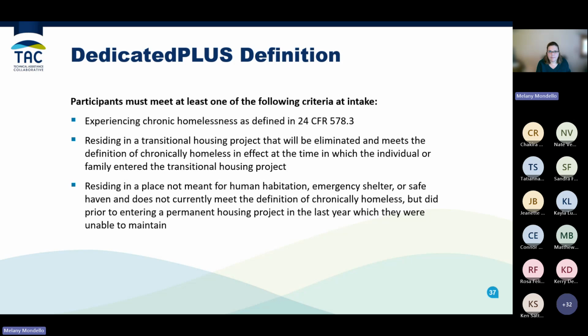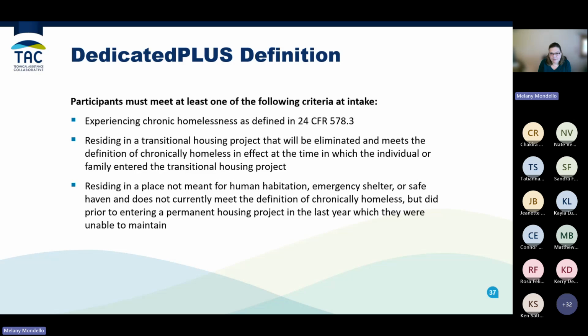So HUD created this dedicated plus definition, which some of your projects have adopted, to just make your PSH units more accessible. If in your community, maybe you've solved chronic homelessness in some areas, or you're close to serving everyone who meets the chronic homeless definition. So the dedicated plus definition as it's written now, and this is written in each year's annual funding application notice, is of course people that experience chronic homelessness can go into what HUD calls a dedicated plus unit. But then it also provides other paths.